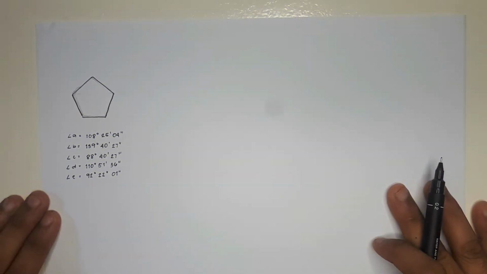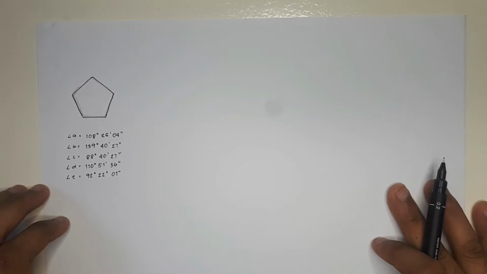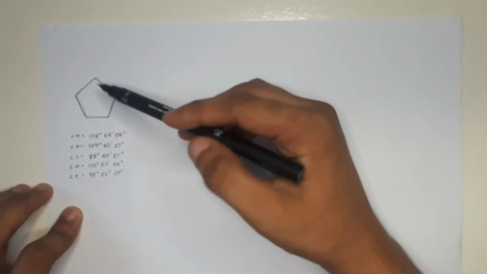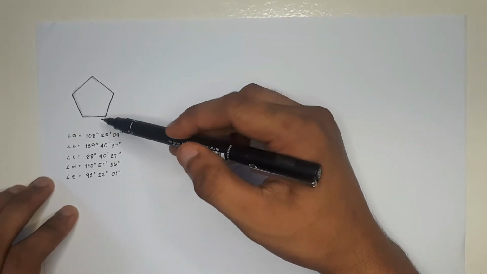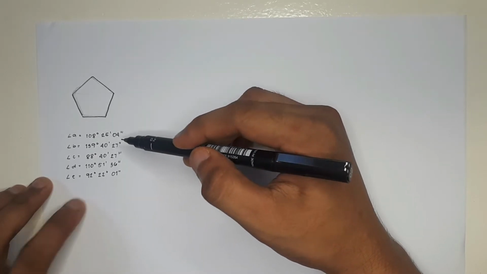Let's try to work an example on how to check if the given polygon is balanced and how to adjust each interior angle if it is not. Here we have a closed polygon, and this will be our plan view.